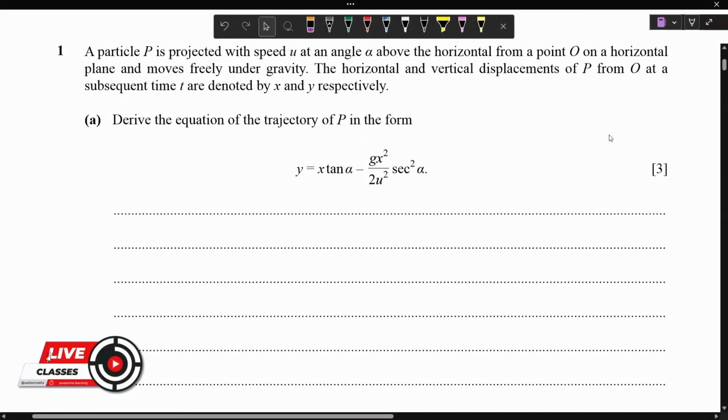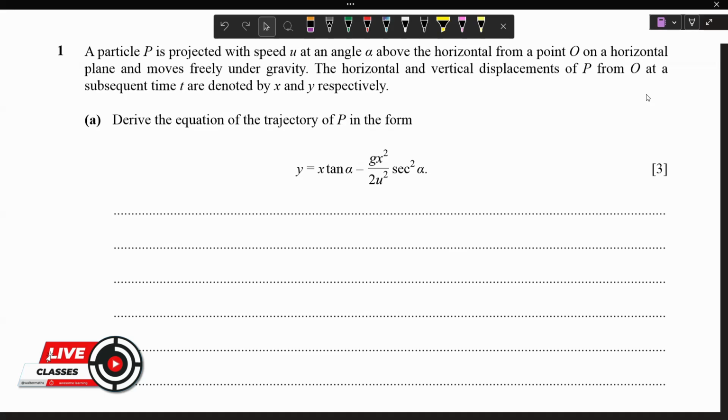So we have this question here, and it says a particle P is projected with speed u at an angle alpha above the horizontal from a point O on a horizontal plane and moves freely under gravity. The horizontal and vertical displacements of P from O at a subsequent time t are denoted by x and y respectively. So on part A, they say, derive the equation of the trajectory of P in the form y is equal to x tan alpha minus gx squared over 2u squared of sec squared alpha.